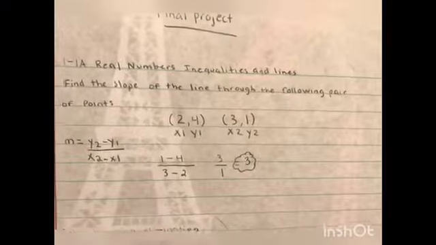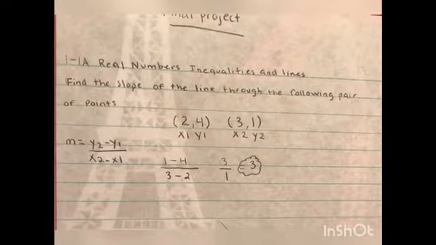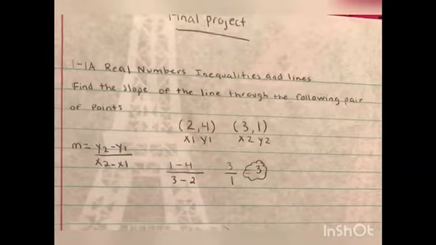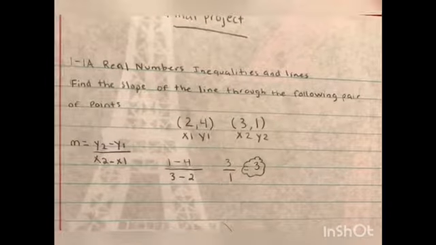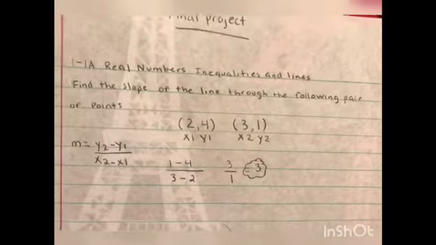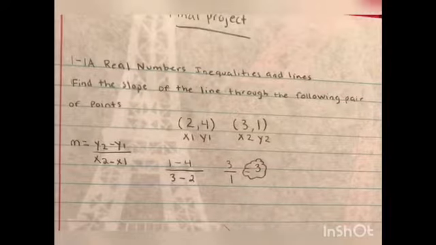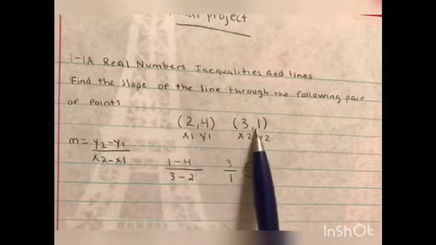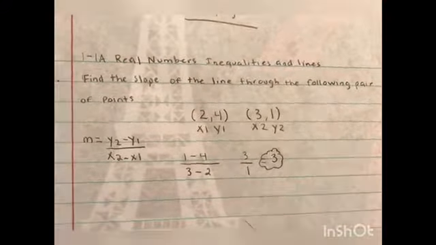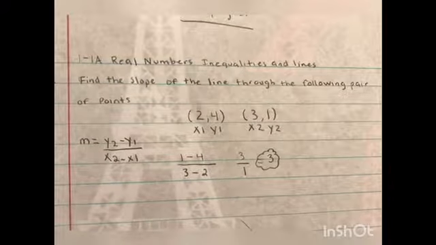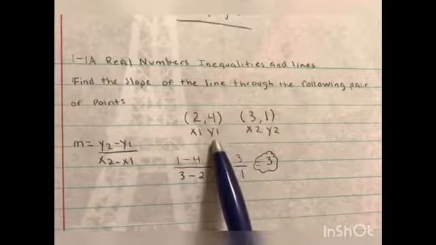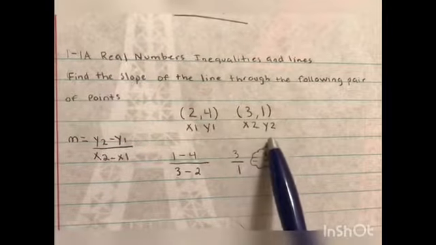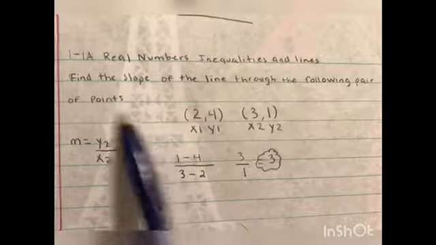So the first problem that I chose was from chapter 1, section 1, and it was about the real numbers, inequalities, and lines. This question asked to find the slope of the line through the following pair of points, and these are your 2 points. So you label your points: 2 is x1, 4 is y1, 3 is x2, and y2 is 1, and then this would be your formula.